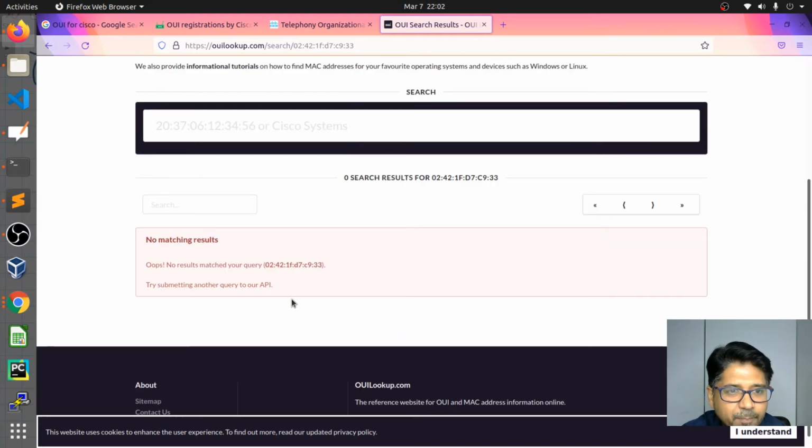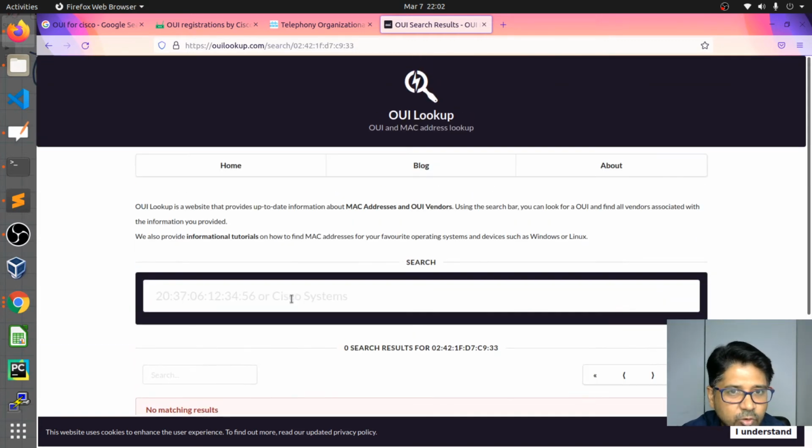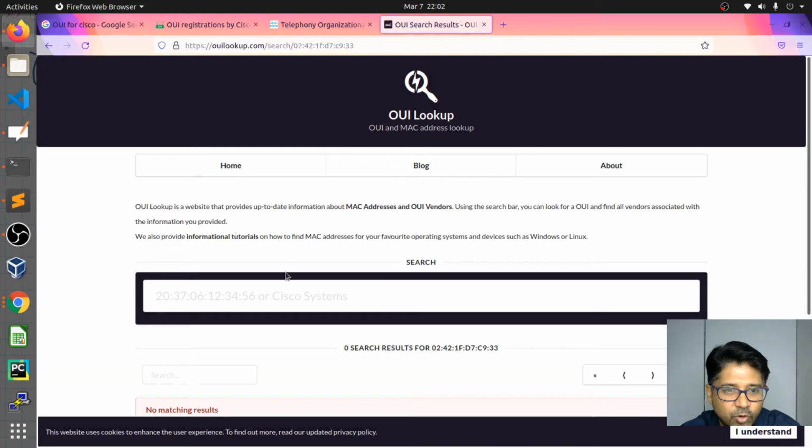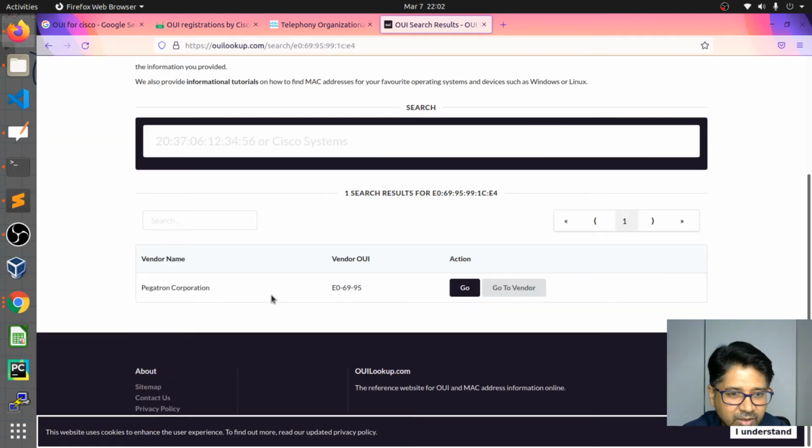These are the API trying to submit with another query of API, so inventory is not available for that. And let me check for another. These are the virtual ones. We have lots of virtual MAC addresses, because one PC doesn't have more than one real MAC address, only one. Okay, this is the Pentatron Corporation.